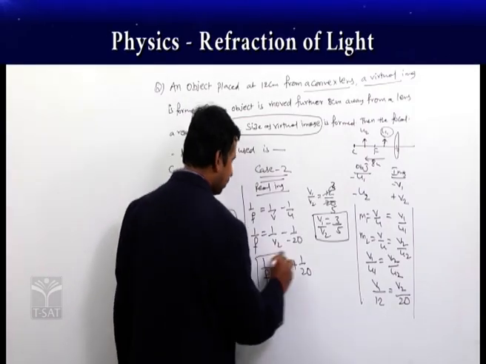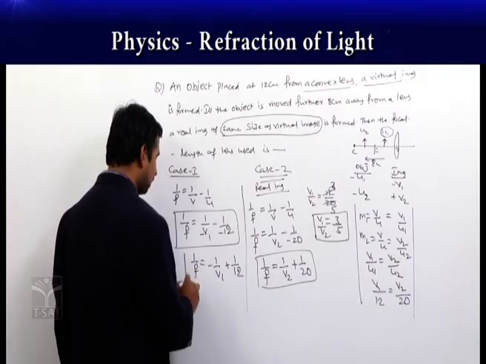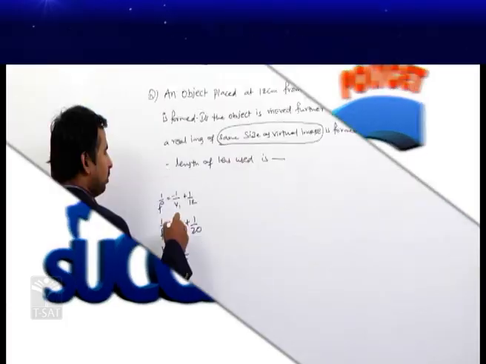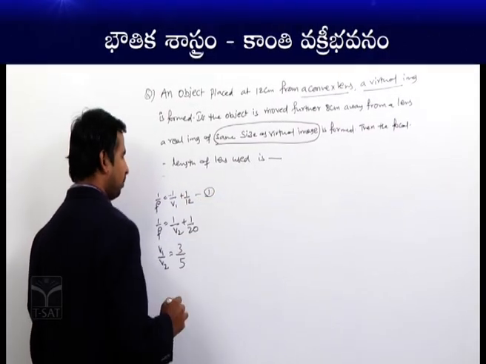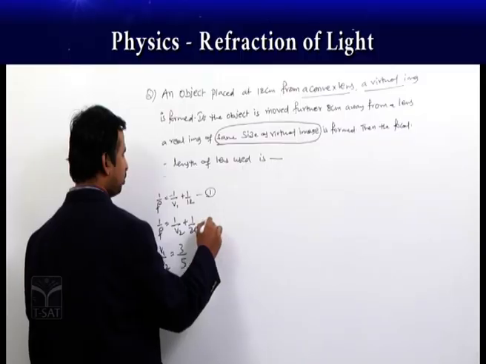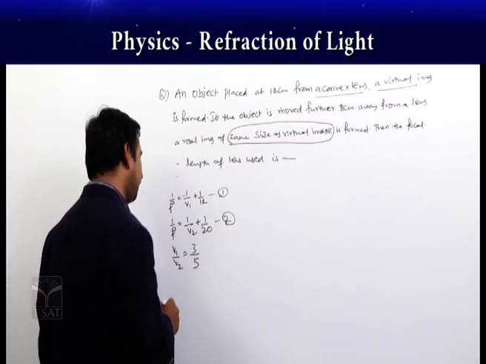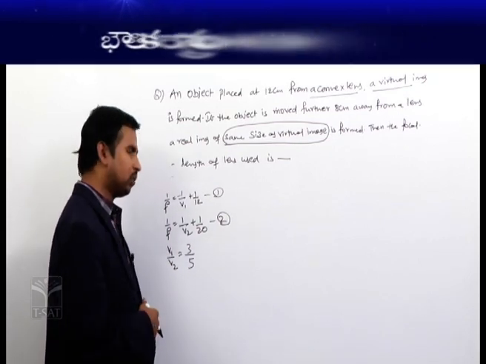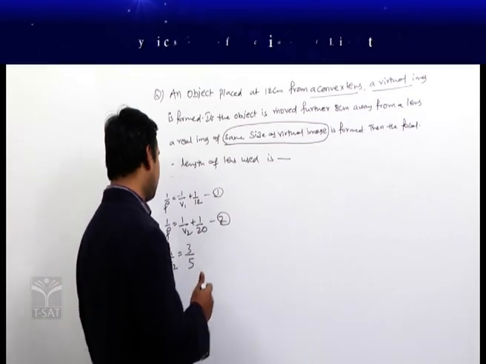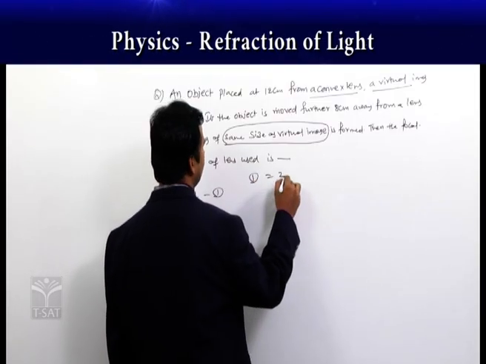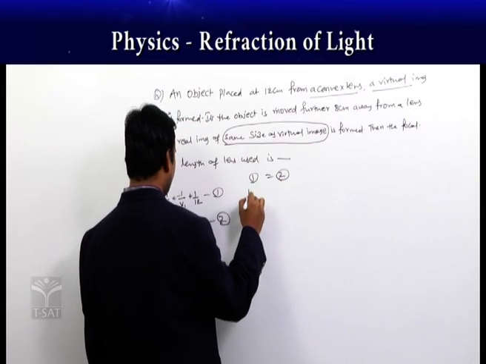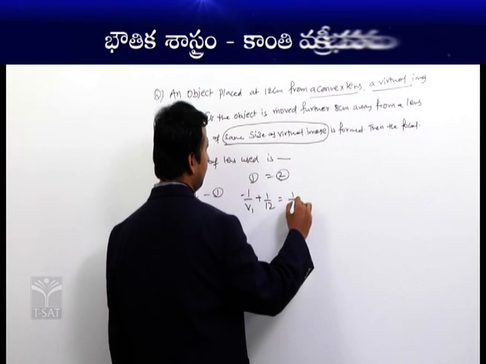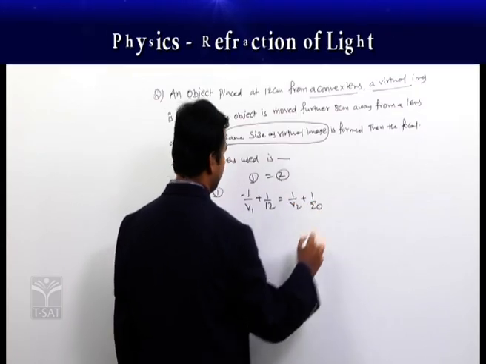This is the second case where we got the 1/f value, and this is the first case where we got the 1/f value. From case 1 we got minus 1/v1 plus 1/12, and in case 2 we got 1/f is equal to 1/v2 plus 1/20. We also got the relation between v1 and v2 as 3/5. Now if you equate 1 and 2, then minus 1/v1 plus 1/12 is equal to 1/v2 plus 1/20.